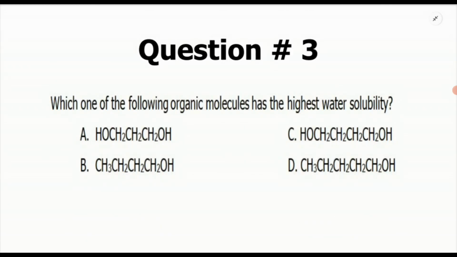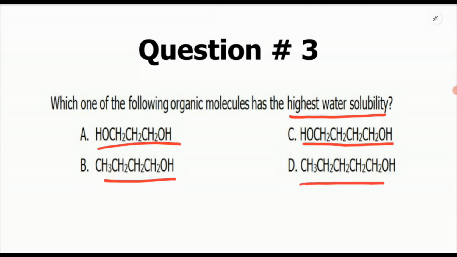Question number 3. Which of the following organic molecules has the highest water solubility? Is it A, B, is it C, is it D?